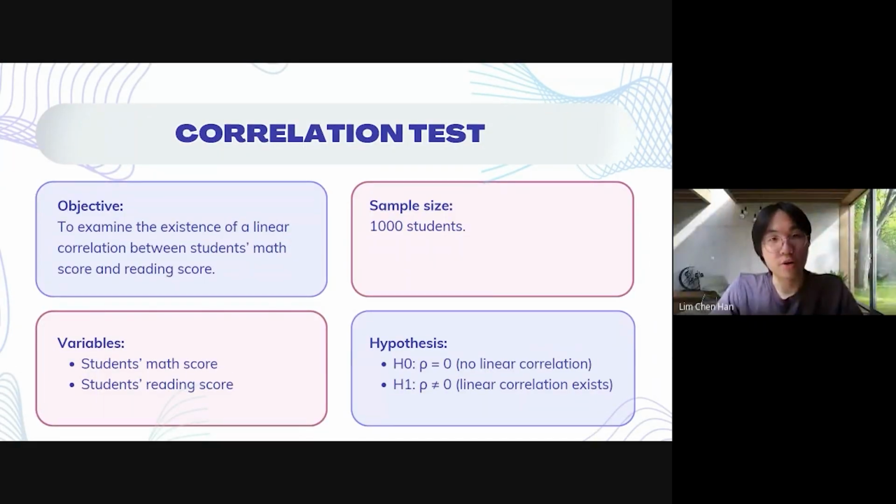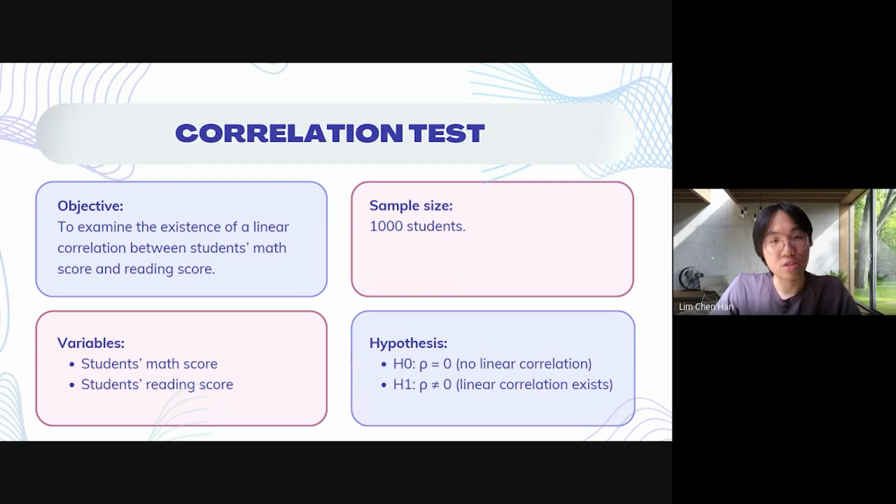Okay, so next we have the correlation test. For the correlation test, our objective is to examine the existence of a linear correlation between students' math score and reading score. We want to test whether students who score high in math also score high in reading, or whether students who are good at math are poor in reading.